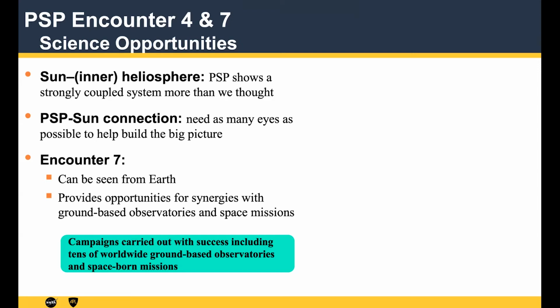Why Encounter 4 and 7? There are actually other encounters that are coming. I will talk about the next one at the end. In these we can see the whole encounter as Parker Solar Probe is crossing the solar disk from east to west.